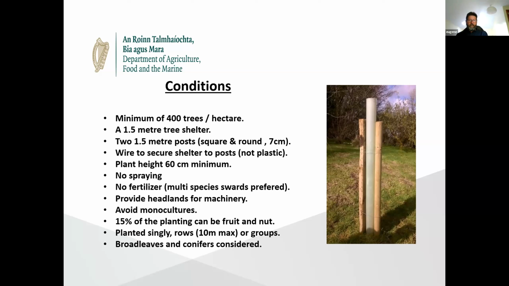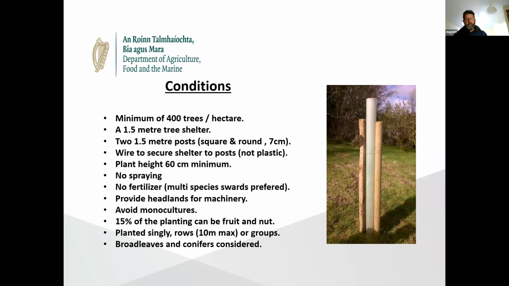We initially went with 90 plus centimeter plants, but we found that actually the smaller plant does better in the tubes. The thinking with the bigger plant was that it would get out of the tube quicker, but in fact, the smaller plant seems to do better. We don't want any spraying. We don't want any fertilizer.